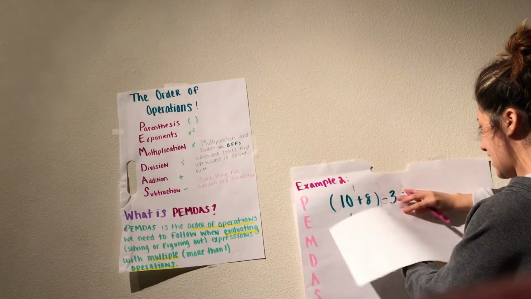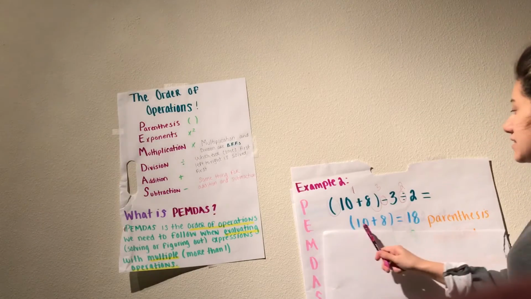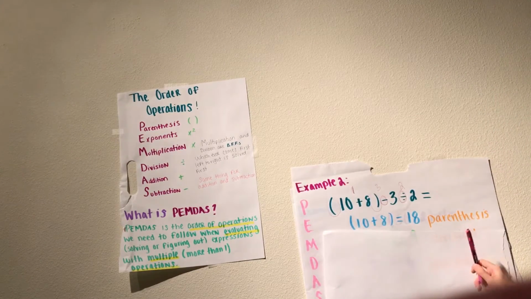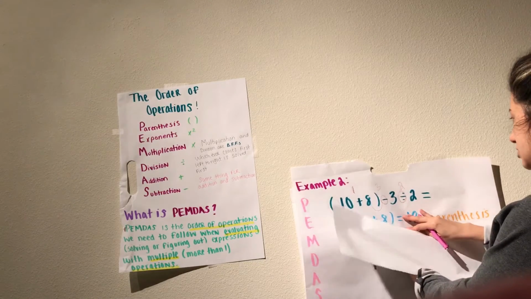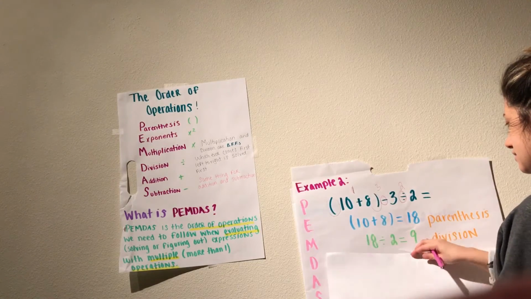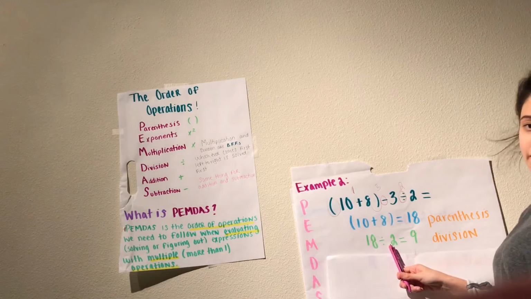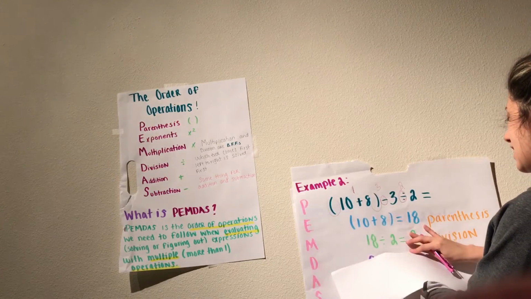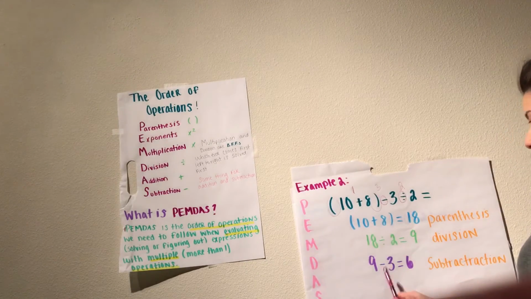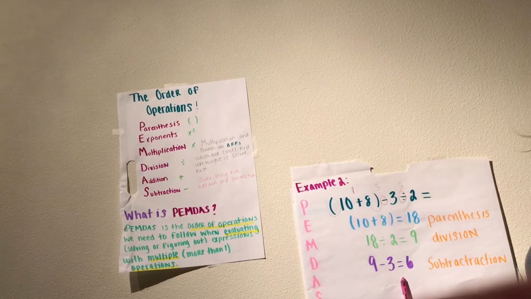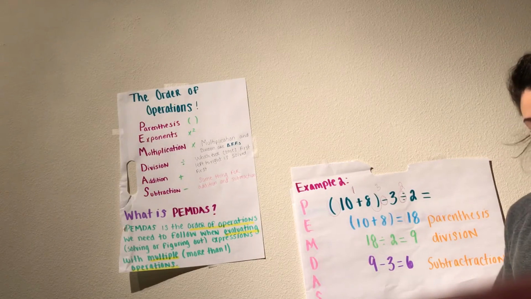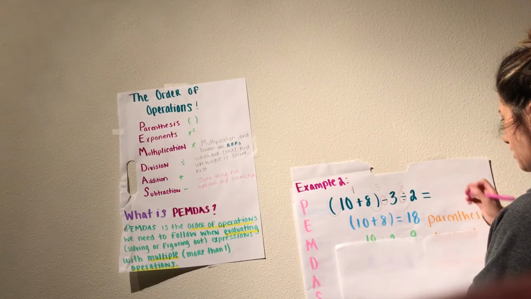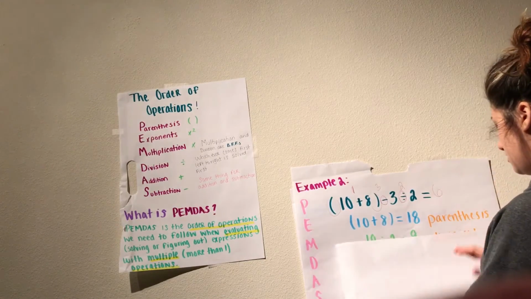So with that said, 10 plus 8 equals 18. Here's our parentheses. Going on to our next step. 18 divided by 2 equals 9. That's our division step. And then our last step would be the subtraction. 9 minus 3 equals 6. And that will be our final answer.